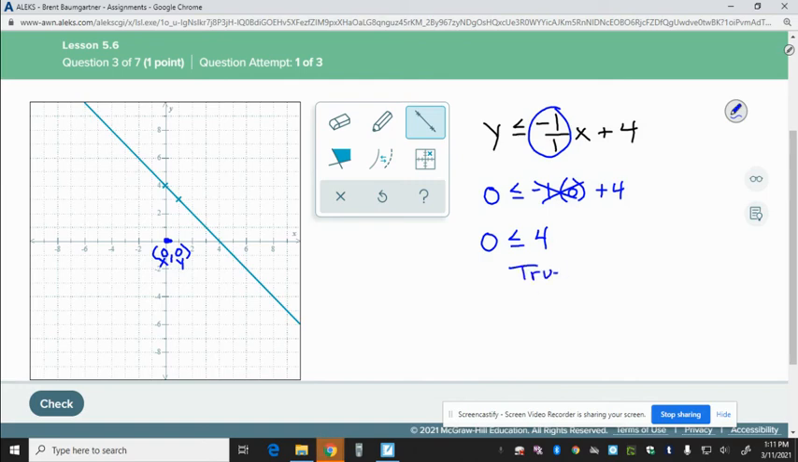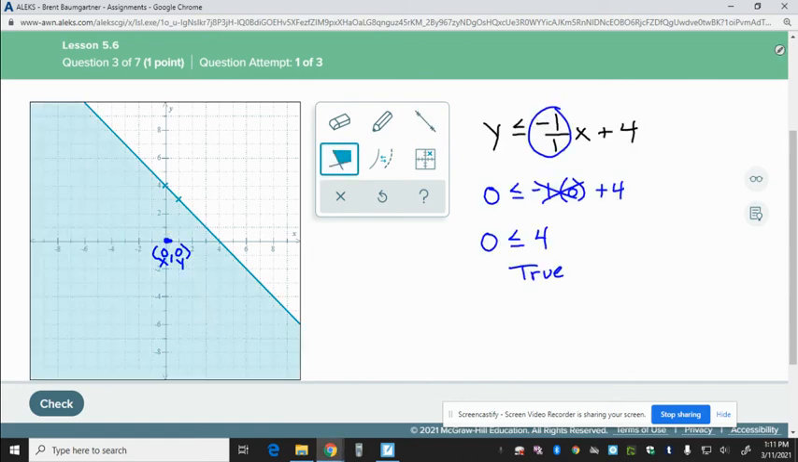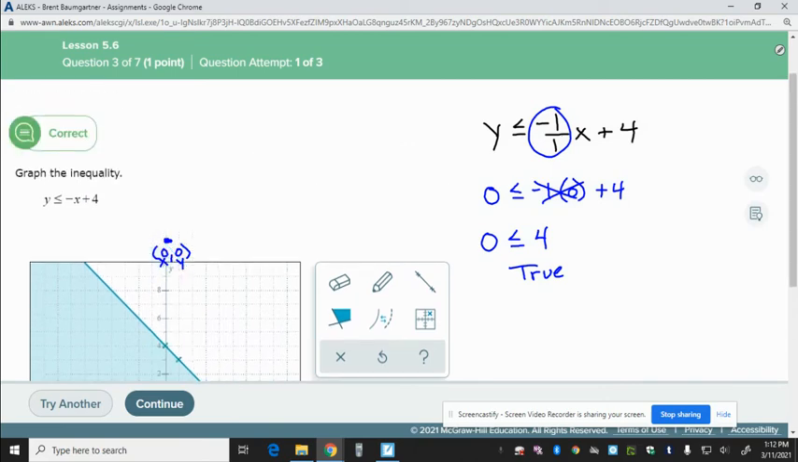Well, what that means then is that I should be shading on that side of the line where that point is that I tested. Now I can see it's down below that line. So I'm going to click on my shading tool, and I'm going to shade over here, and there's the answer. I'm going to go ahead and check it. And yes, we are correct.